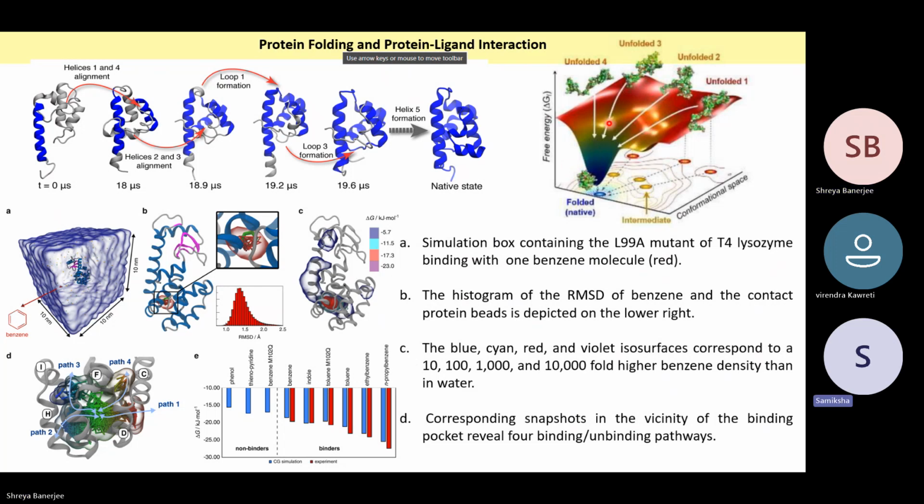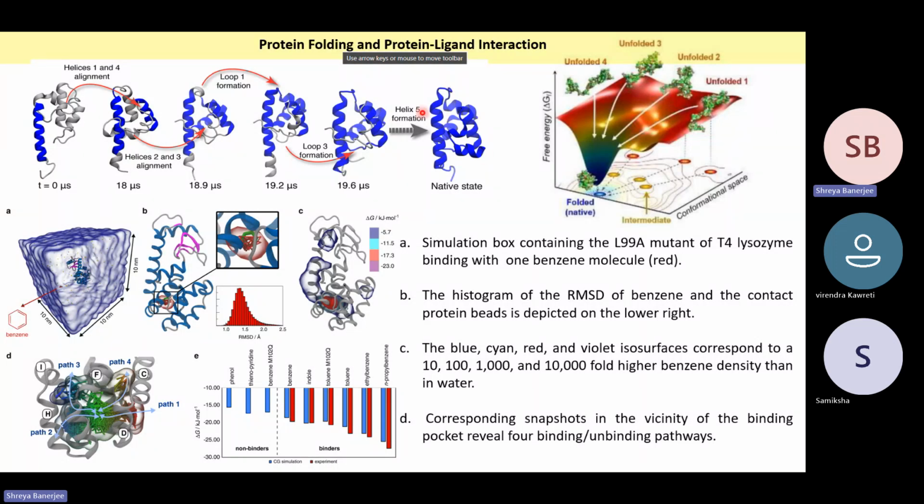Ma'am, but we are providing the computer the folded protein. So how will it go from unfolded to folded? It will go from folded to unfolded only.